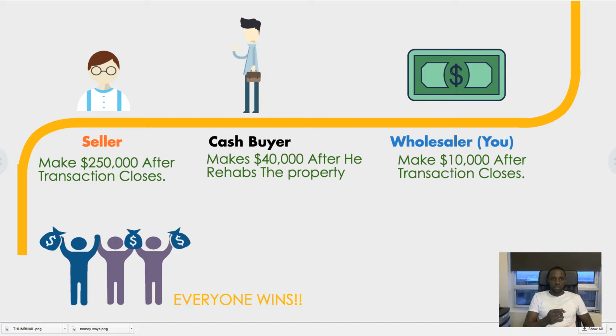Seller made $250,000 after the transaction closes because her house was free and clear. If she would have sold with an agent, she probably would have made the same amount of money, but she went through a wholesaler and a cash buyer, where they didn't have to pay closing costs or all those realtor commissions and everything else. So it worked out for her, it worked out for the rehabber, and it worked out for the wholesaler. So everybody won. And that's how you want to do every single one of your transactions. You never want to do a transaction where nobody in this circle feels like they're winning.